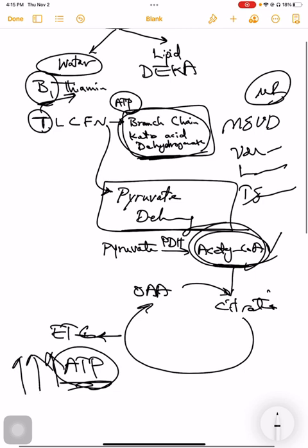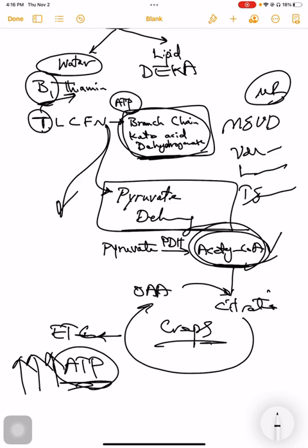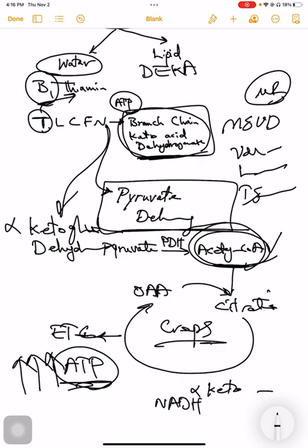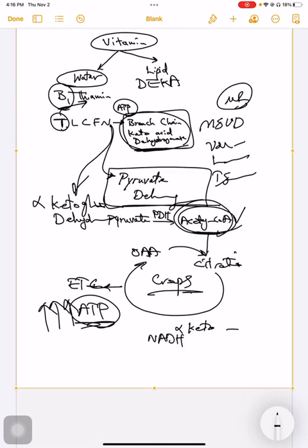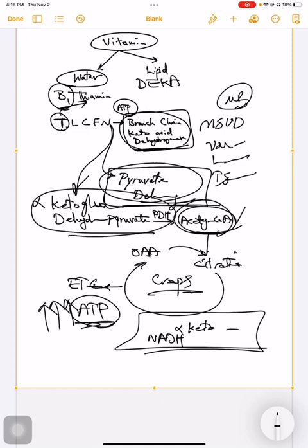So look, pyruvate dehydrogenase is important to make acetyl-CoA, and acetyl-CoA goes and makes lots of ATP. And also, there is another enzyme in the Krebs cycle. This is actually the Krebs cycle. In this Krebs cycle, we have another enzyme. We call it alpha ketoglutarate dehydrogenase, which makes NADH. But if you do not have vitamin B1, you don't have alpha ketoglutarate dehydrogenase working well. So pyruvate dehydrogenase and alpha ketoglutarate dehydrogenase are not working well because you do not have the cofactor.